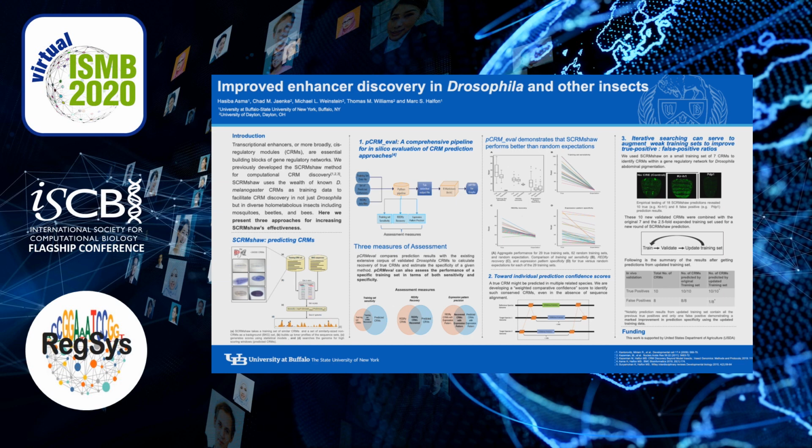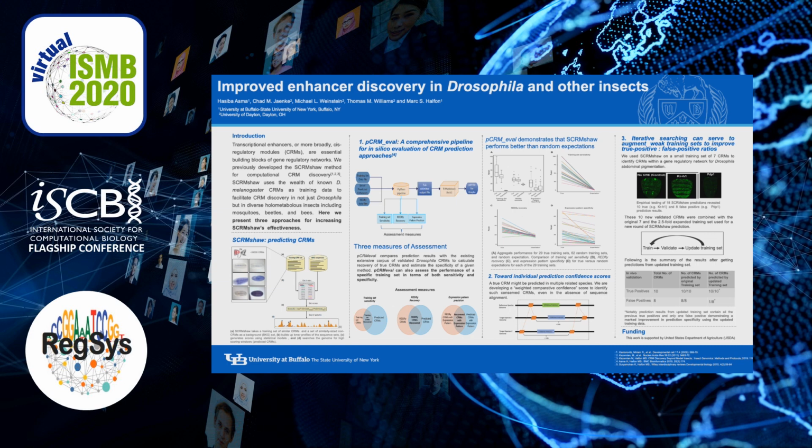As you can see in this figure at the bottom of the first column, that's the main framework of scrimshaw. It's a machine learning algorithm and it uses training sets composed of known enhancers. We construct these training sets using our RegSys database that has approximately 23,000 experimentally validated enhancers in it. So we train our scrimshaw using Drosophila enhancers, and the trained algorithm then gives us predictions not just in Drosophila but also in other insects like holometabolists such as mosquitoes, beetles, and bees.